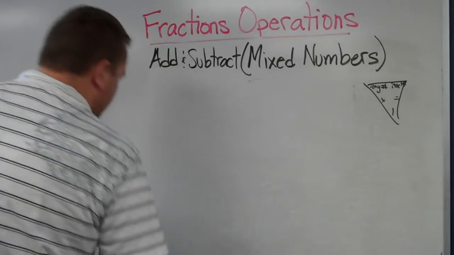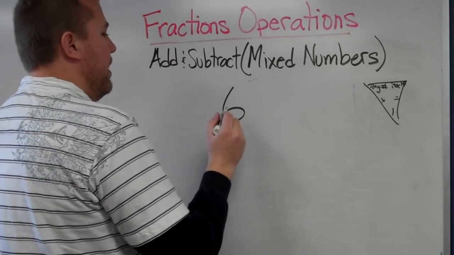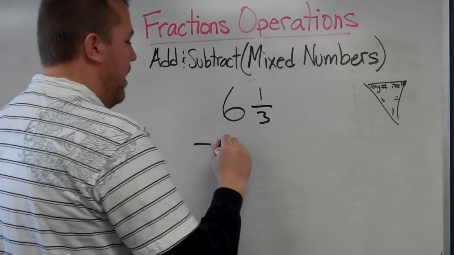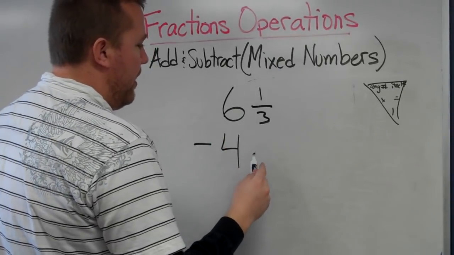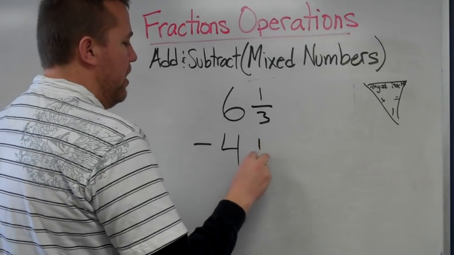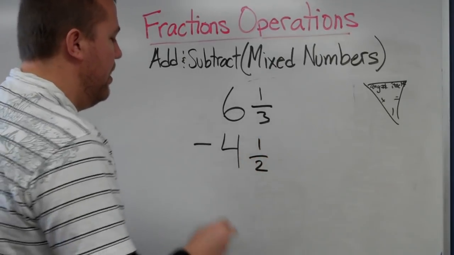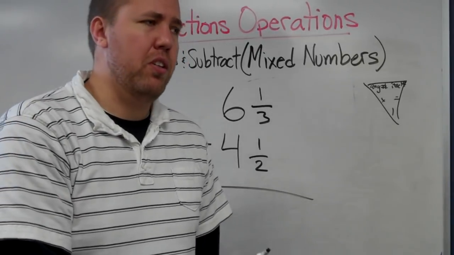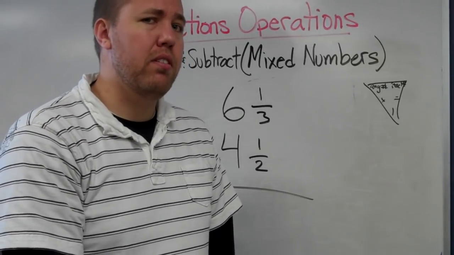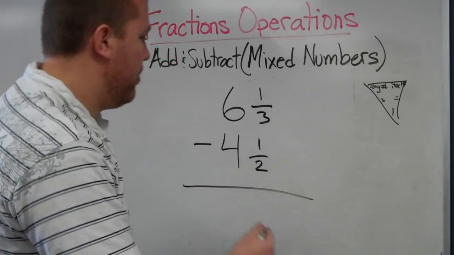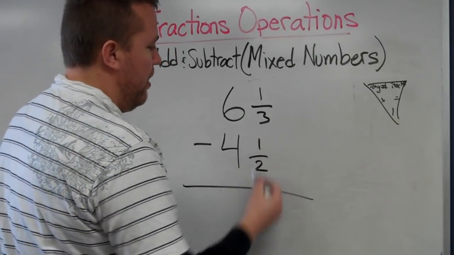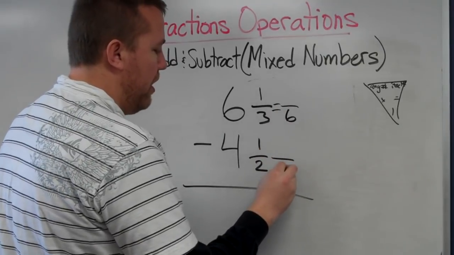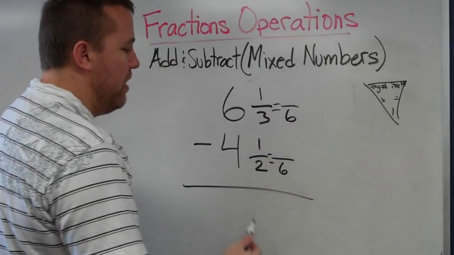So, let's say I have 6 and 1/3, and I want to subtract from that 4 and 1/2. Okay. Excellent. When we subtract mixed numbers, we might want to start off with the fractional parts. So I find the like denominators. 1/3 equals something sixths because 1/2 also equals something sixths.